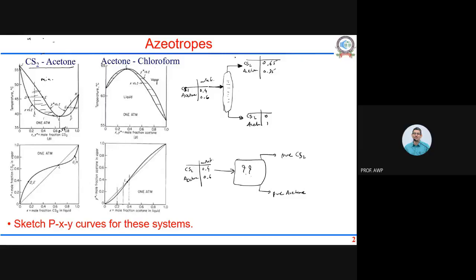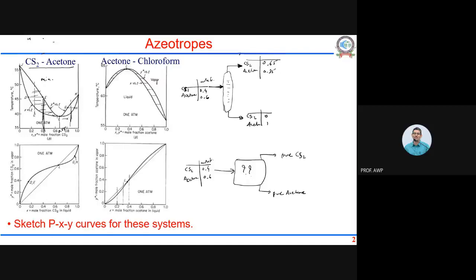And nobody wants to add pure CS2 here, so that we go to the other side of the azeotrope. We were on the left side of the azeotrope, right? You look at problem 1 and problem 2 again. We were on the left side of the azeotrope. Now if you go to the right side of the azeotrope, nobody wants to do that. Add pure CS2 to go from left of the azeotrope to the right of the azeotrope.